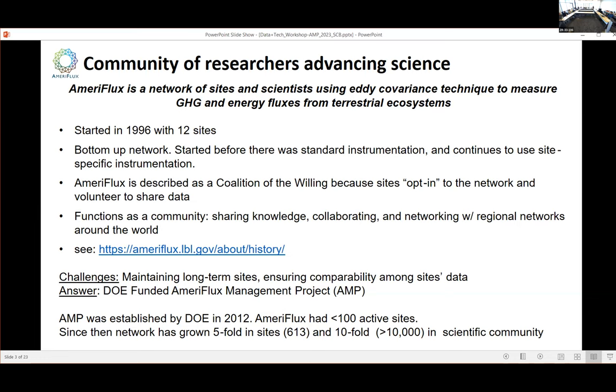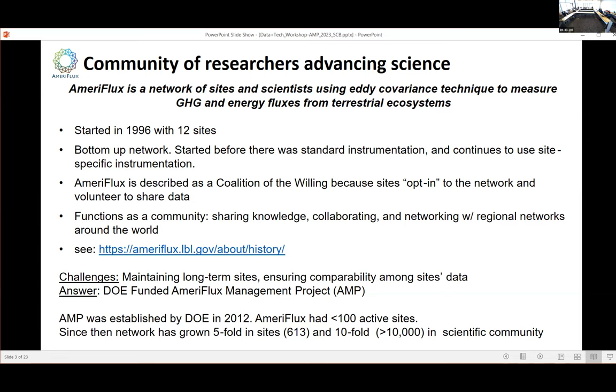It's really a bottom-up network. We're really measuring from the ground up. There's no standardization for the AmeriFlux network. Some communities within AmeriFlux have standardization protocols, like NEON, my colleague. But basically, the PI decides what type of instrumentation they want to use, and we're not dictating what instruments people should use.